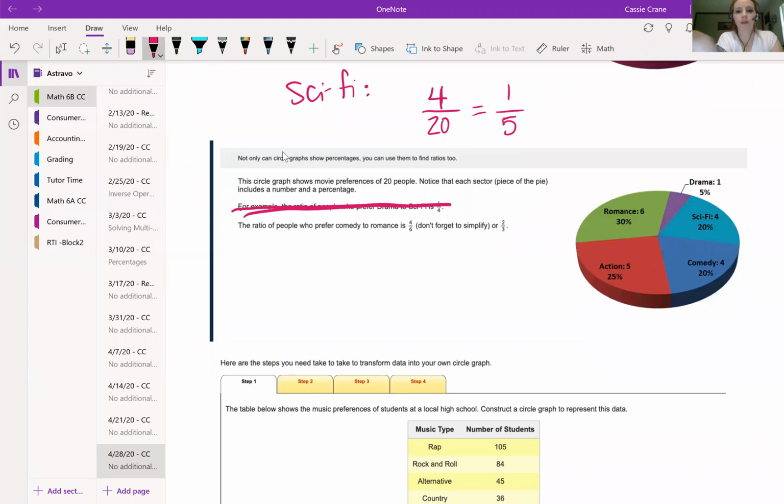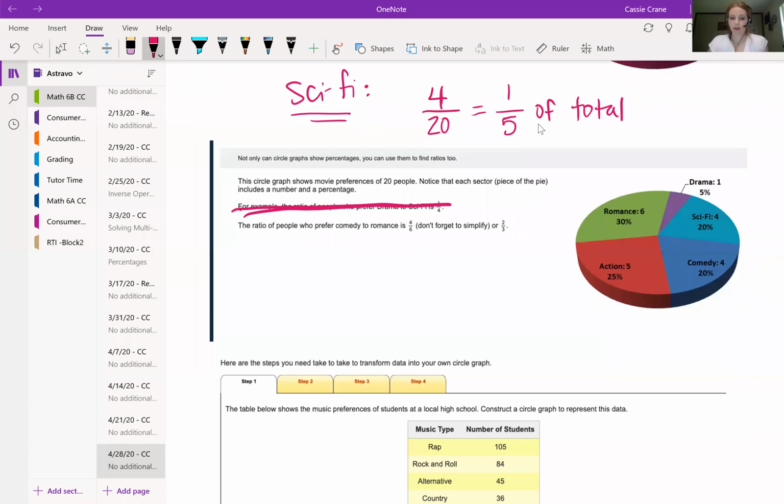That's my bad. So the sci-fi preference is 4 out of the total, which is 20. I reduced that because 4 goes into itself 1 time and 4 goes into 20 5 times. So 1/5 of the total prefer sci-fi.